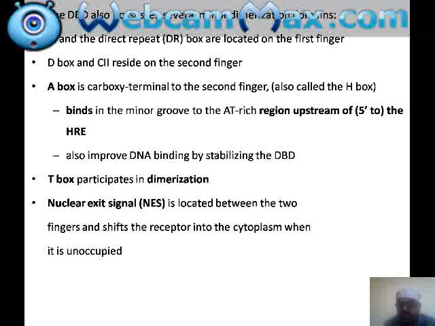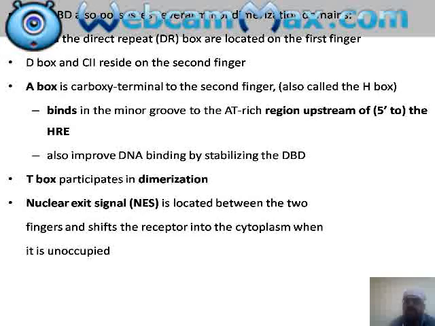So if there is no hormone binding, then these receptors are targeted again to the cytoplasm, and this is due to the presence of nuclear exit signals, which are located in the C domain. So this is all about the C domain. Now we will look into the D domain and E domain.